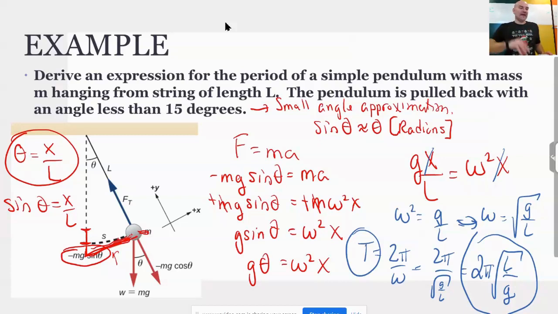Now, you could do the same exact process for the other two, which I'll provide links in the description to take you to those. All right, so that is the end of Unit 6.